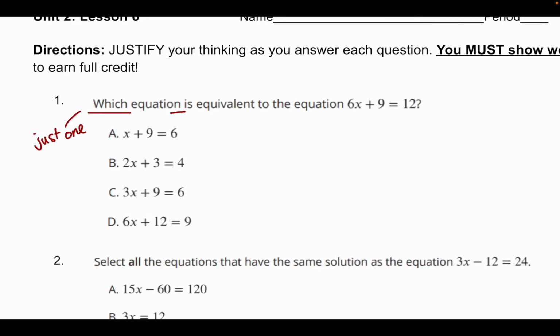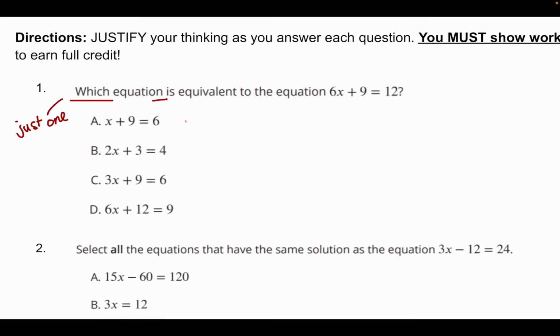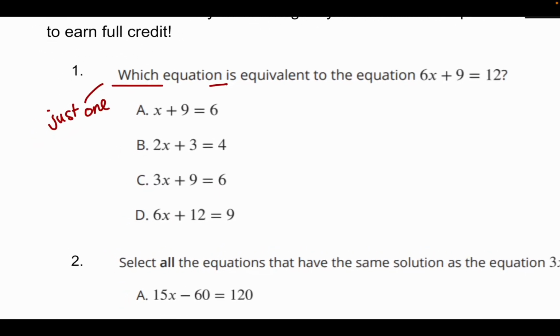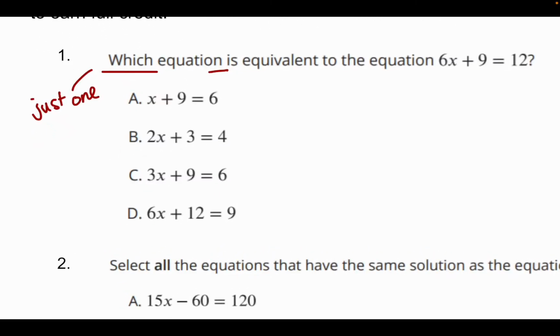So what I want to check, if I'm looking for an equivalent equation, is on my original equation here, I'm looking to see if I can multiply or divide anything to create the equations on the side, or if I can add or subtract anything to make them equivalent as well. So what operations can I do to make everything here be equal?